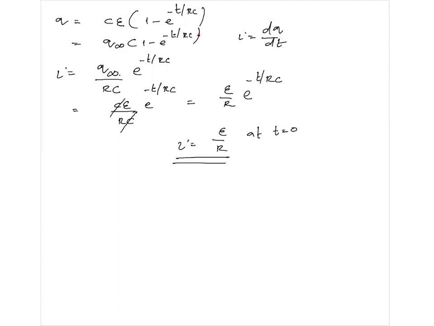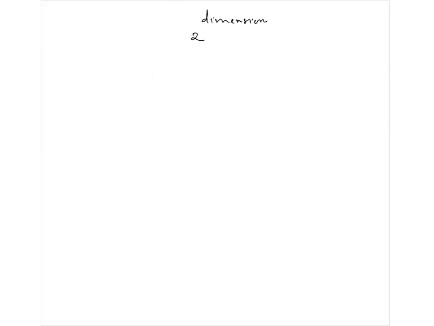It can be verified also by putting the dimensional formula for R, by putting the dimensional formula for C, multiplying the two. So RC is time, and RC is called time constant. RC is called time constant. And we denote it by tau.